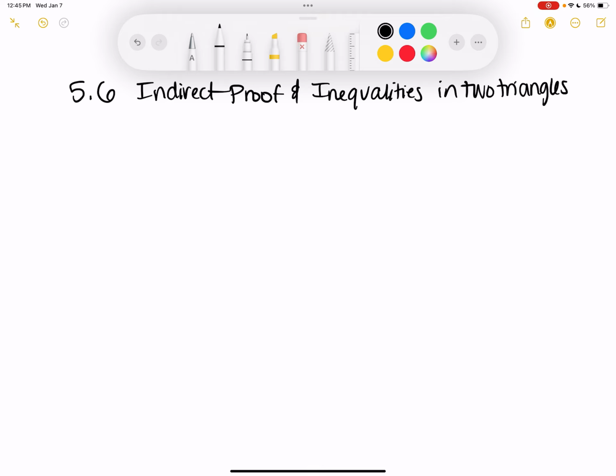So the first problems want us to use the hinge theorem and its converse to complete the statements with less than, greater than, or equal to. So number 8, they give us two triangles. Both of them are right triangles.